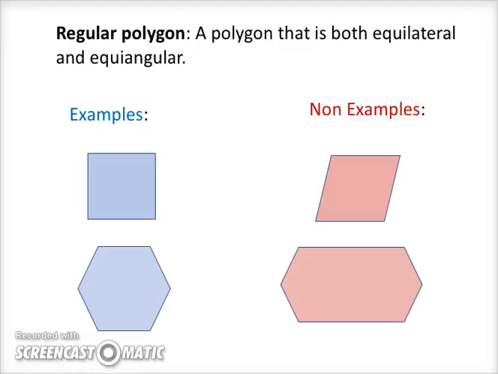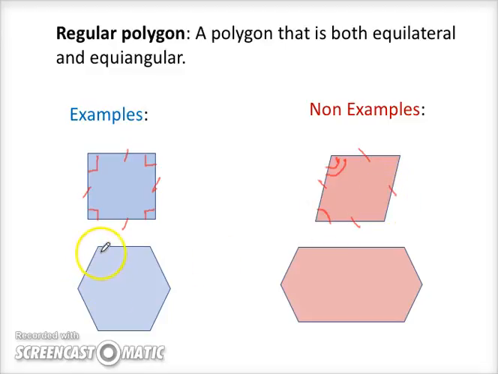A regular polygon is a polygon that is both equilateral and equiangular. A square is an example. All the angles in a square are congruent, and all the sides of the square are congruent. Now this shape over here also has congruent sides, but what keeps it from being a regular polygon is that this angle is clearly not congruent to this angle. So right there, we have equiangular is not true of this shape.